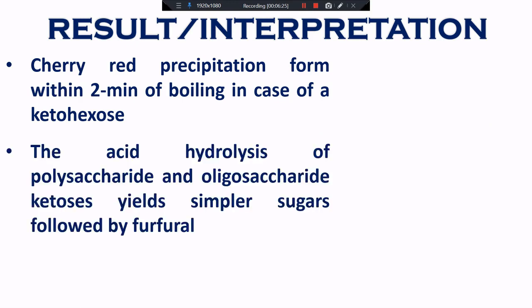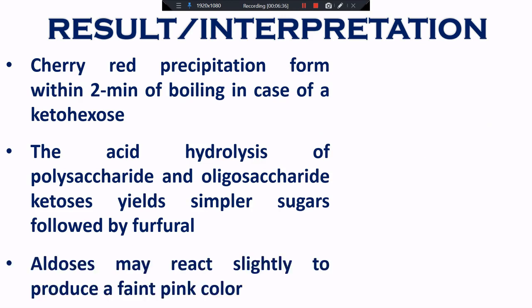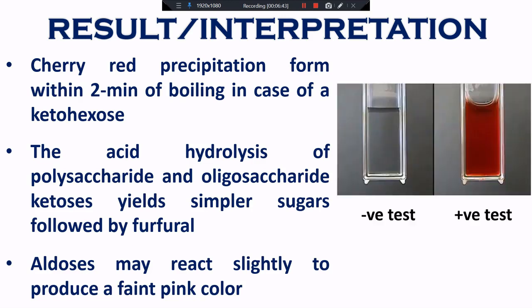The acid hydrolysis of polysaccharides and oligosaccharides also releases ketoses, if ketoses are present, and that will give a positive test. Aldohexose may react slightly to produce a faint pink or yellowish color, not exactly cherry red. Here, this is a negative test, but this cherry red color is the positive test for ketohexose.